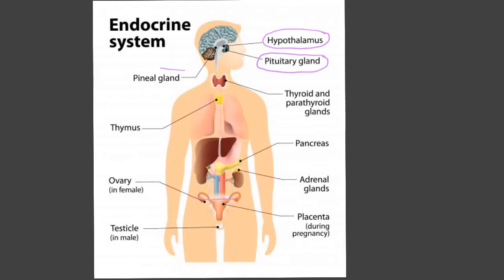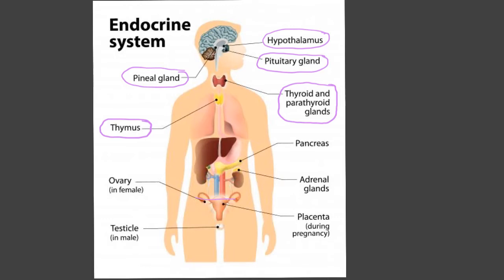We also have the pineal gland in the brain. It produces just one hormone, melatonin. In the throat area, we have the thyroid and the parathyroid glands, which are extremely important in maintaining metabolism and calcium levels. Next comes the thymus. This is important for the immune system to function properly.